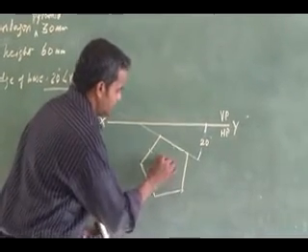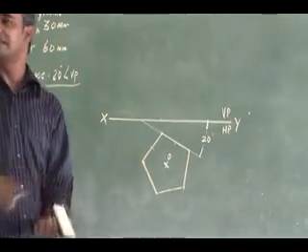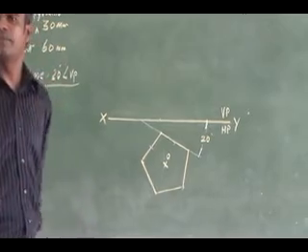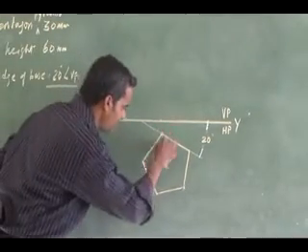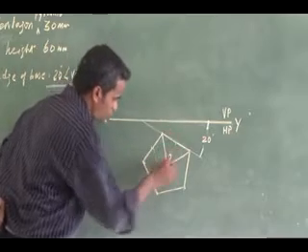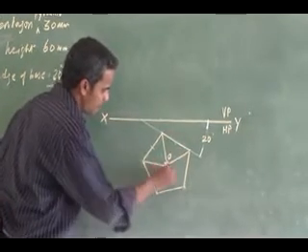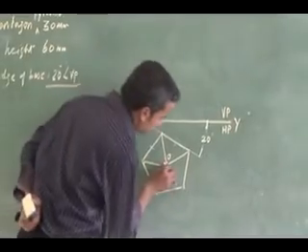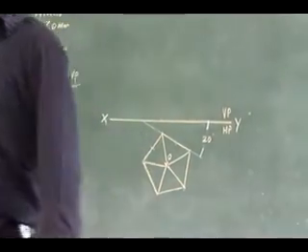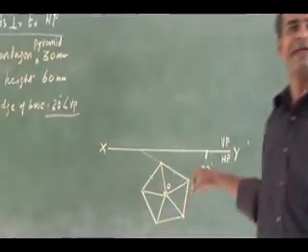So this is the center of the pentagon, nothing but my apex in the top view. By joining this apex to all the corners of the pentagon, I get the slant edges of this pyramid. Definitely you have to know this. These are the slant edges of the pyramid. Is it clear? If it is a pyramid, you have to show the slant edges.